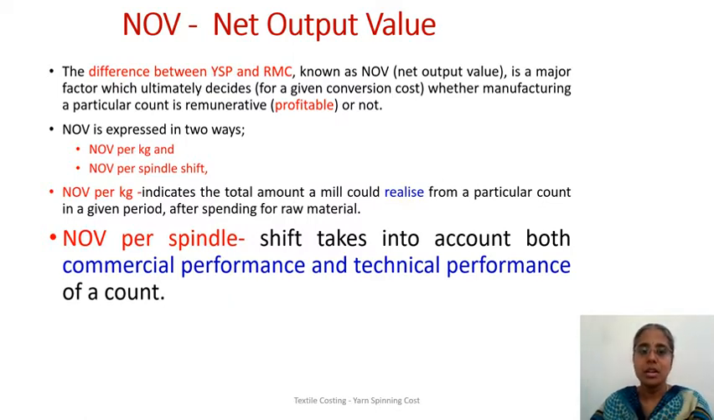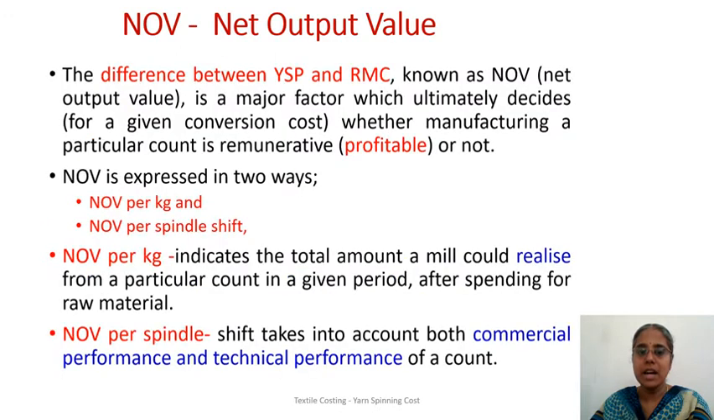So the difference between yarn selling price and raw material cost is your net output value. When your net output value is higher, then you are more profitable. So you should aim at increasing your net output value. So it is expressed in two ways: net output value per kg and per spindle shift. Both should be improved for every quarter or every month by a mill.